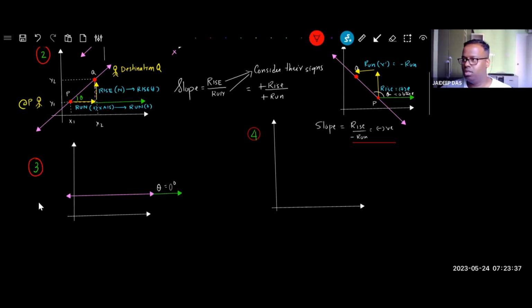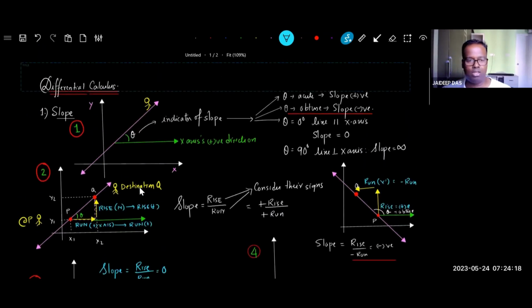Pick up 2 points here as usual, and we name these points P and Q. You are to reach Q from P. You will agree with me that when you try to reach Q, you do have a run, but you have no rise. Your run is positive, but your rise is equal to 0. So you may calculate your slope, which is rise over run, so it is 0. This satisfies what we had written there, that when the line is parallel, the slope is 0.